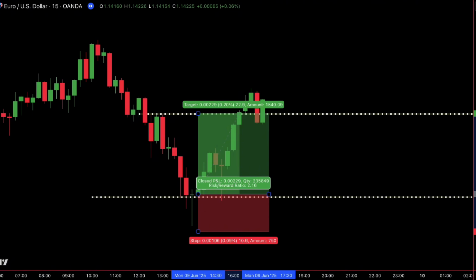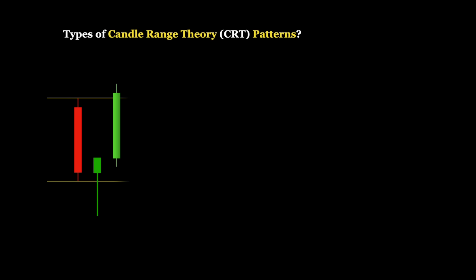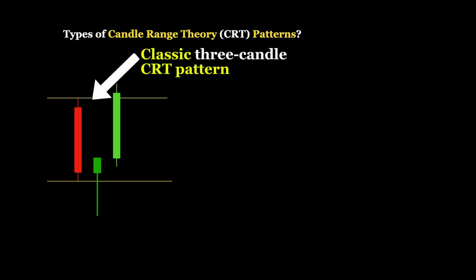Alright, now let's shift gears and talk about the different types of candle range theory patterns. First up, the classic 3-candle CRT pattern. This is the foundation, and you'll see it again and again on every time frame. Candle 1 sets the stage. It defines the high and low of the market for that range. Think of it as the map.